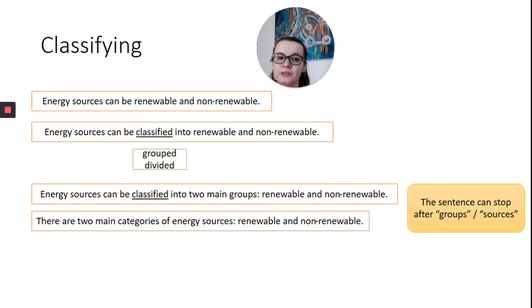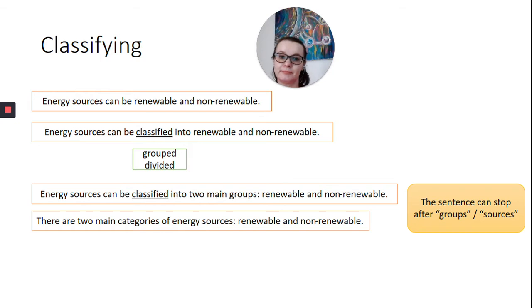Also, there's one more thing to pay attention to. Take a look at these last 2 sentences. What will happen if you put a full stop instead of a colon? Like we say, energy sources can be classified into 2 main groups, full stop. Does it sound right? Is it a good sentence? Because a full stop means the end of a sentence, right? So, energy sources can be classified into 2 main groups, full stop. Yes, it's a good sentence because it has a subject and the verb, right?